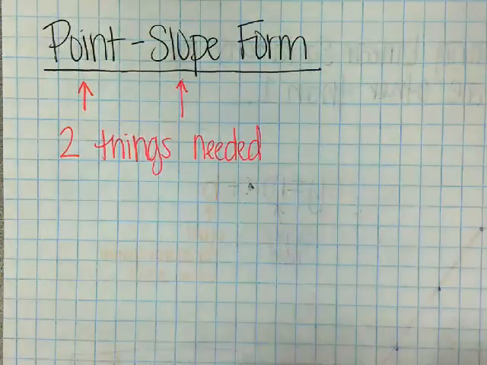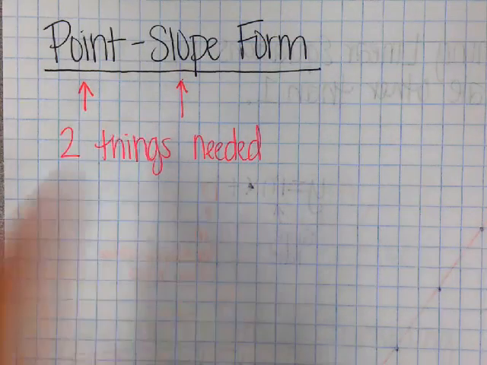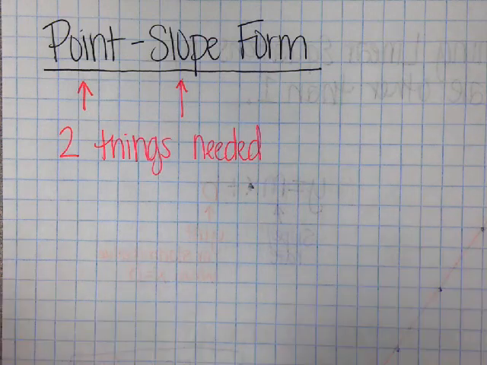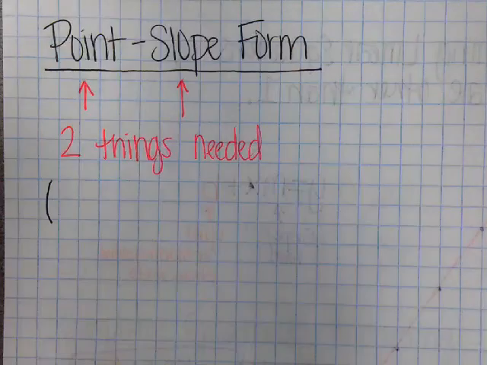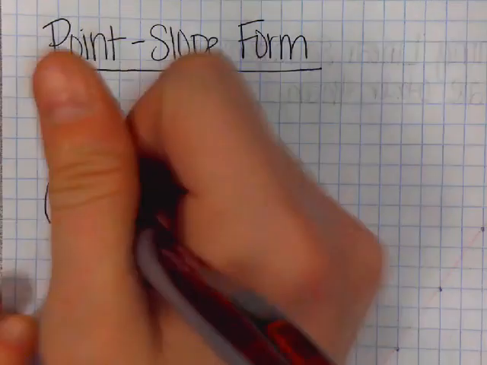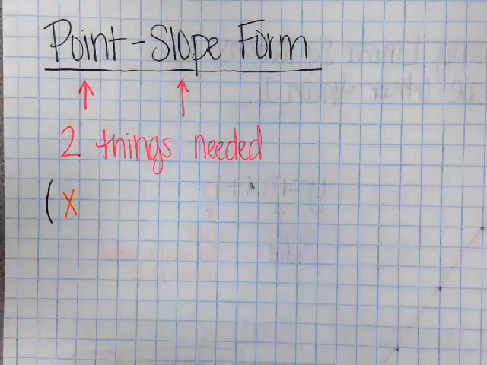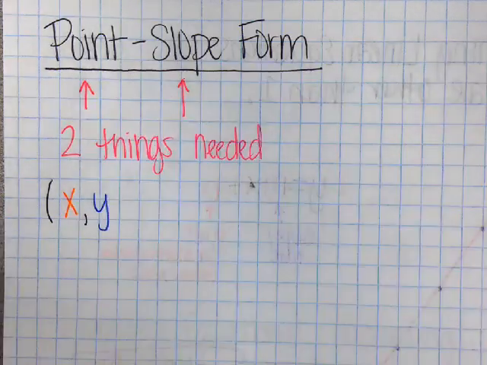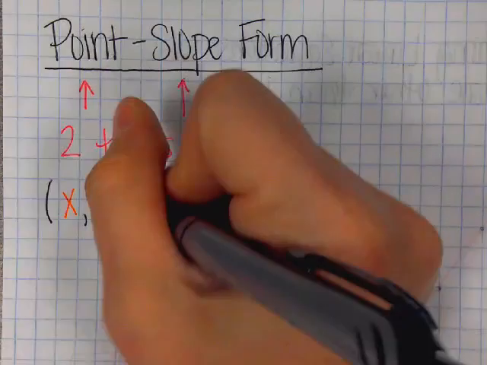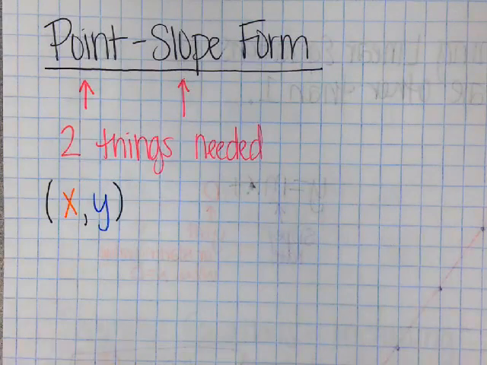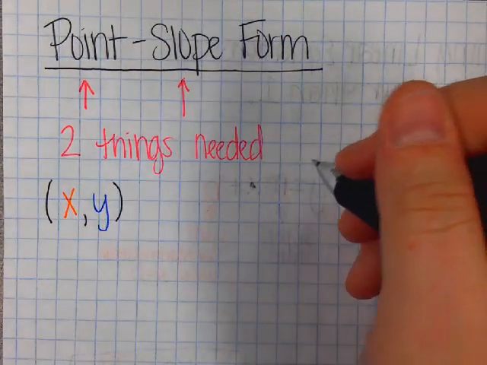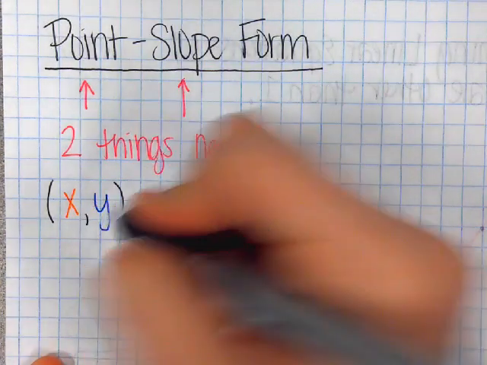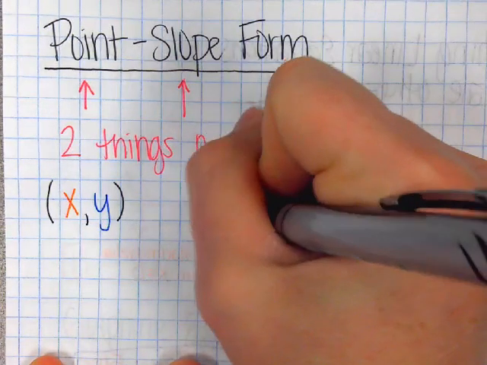The two things needed are point and slope. So you will always, like I said, need a point. It's going to be set up like a coordinate, x, comma, y. Sorry, you know all my different colors. And then the equation, it seems weird, but once you do it a little bit, it's actually not too bad. So x comma y, and then you're going to do y.